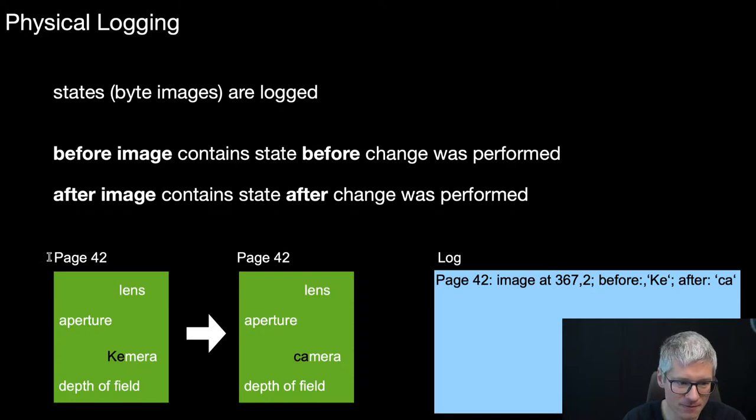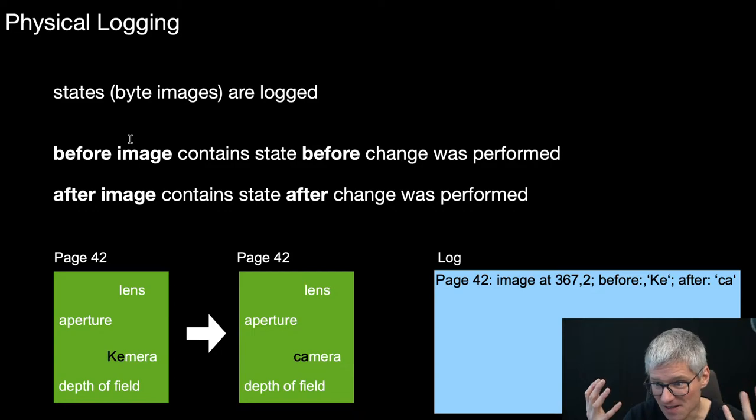In the following, I will assume this scenario. You have a page, let's say it's 42, and it has certain information, some string fields on camera technology: lens, aperture, camera, that's a typo obviously, depth of field. That is the page in the old state on the left and the page in the new state on the right. And there's a transition between the two pages, obviously. So how can I keep track of that change?